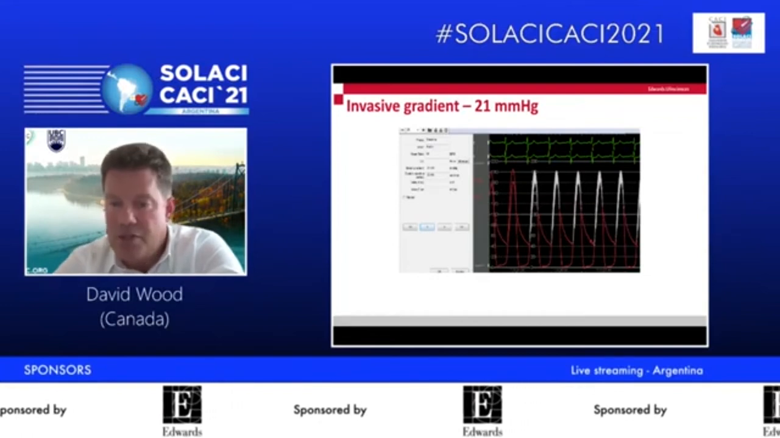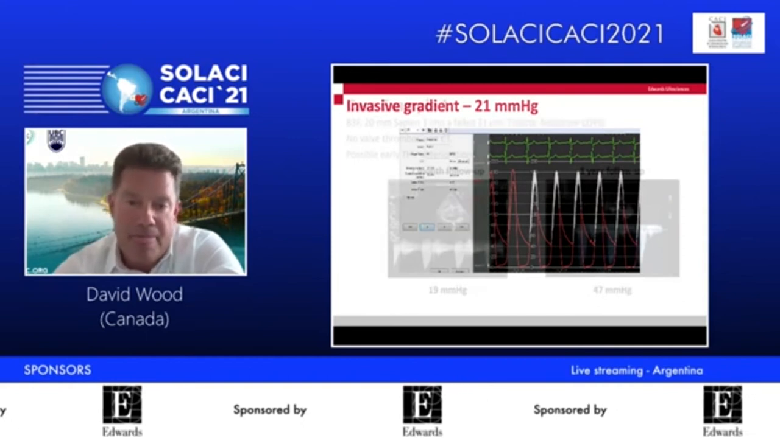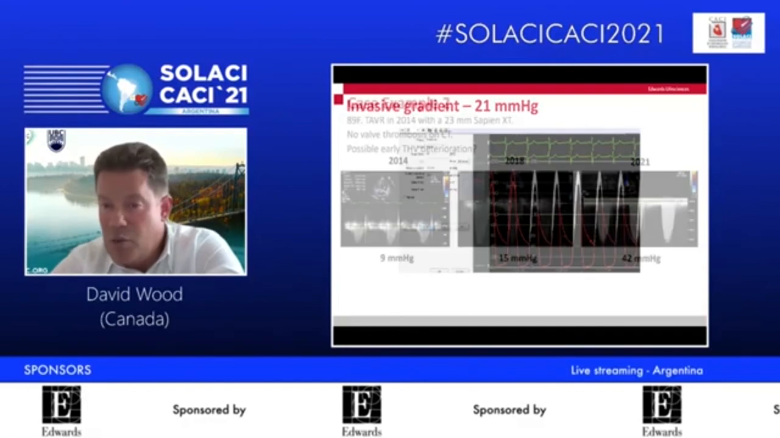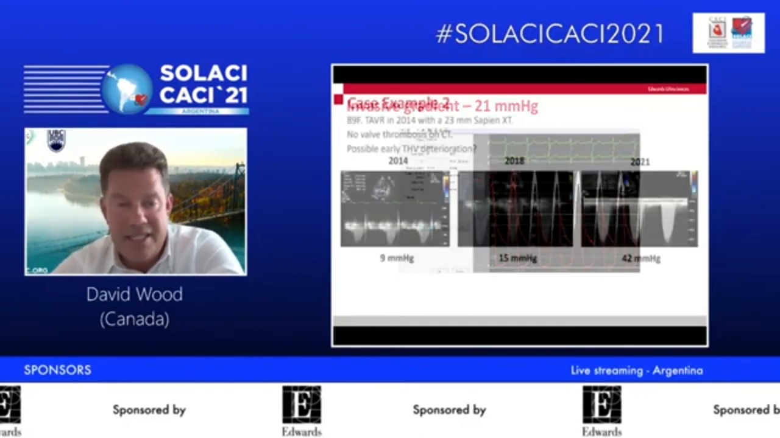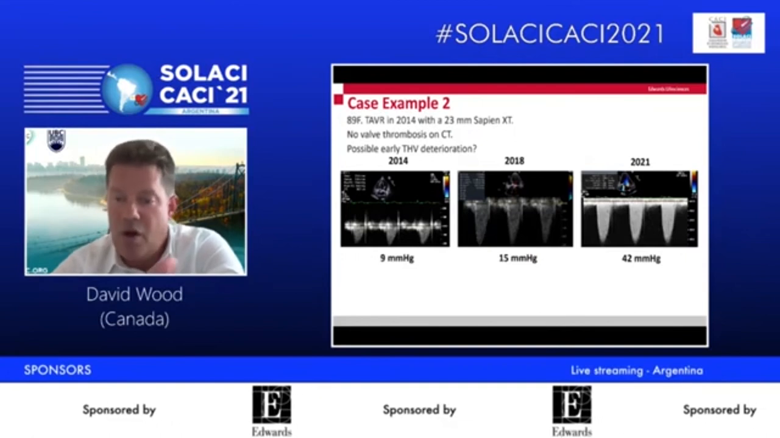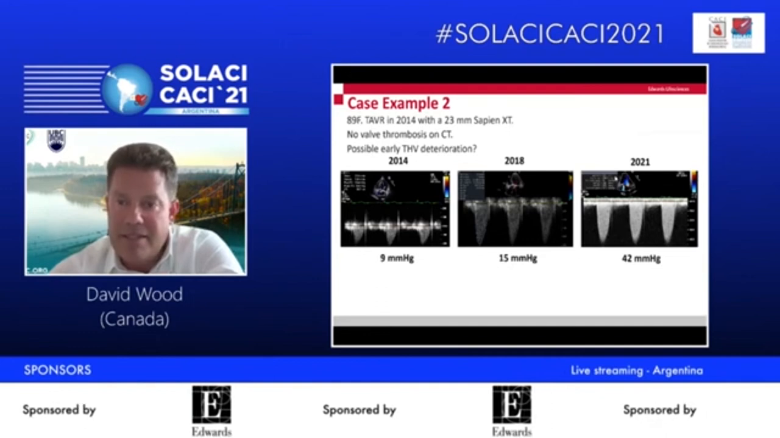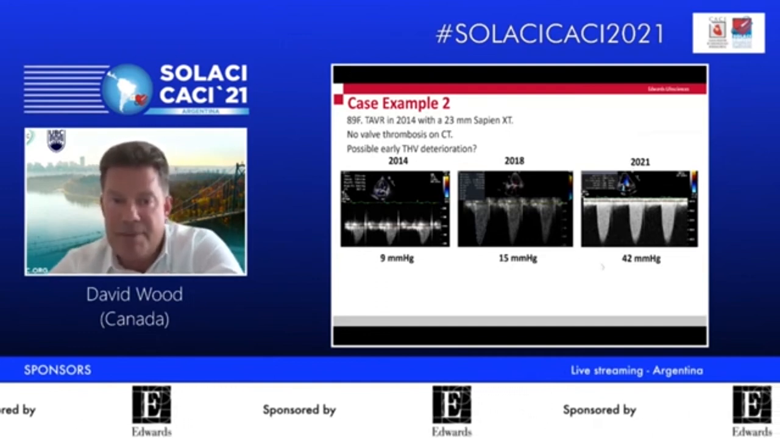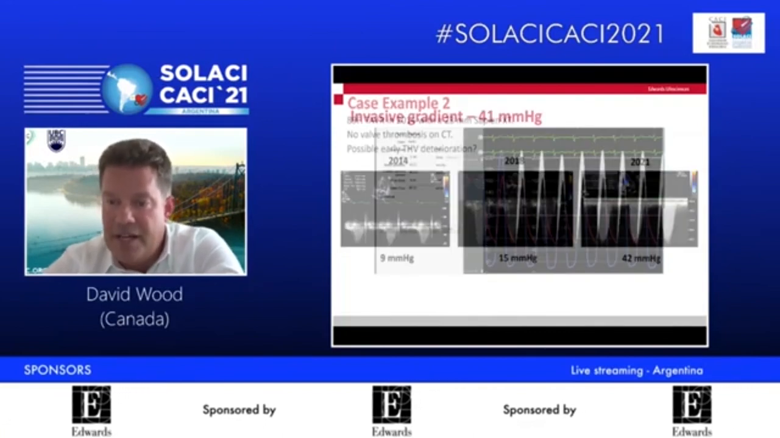And the key point here is we'd already done a CT scan to show there was no valve thrombosis or any mischief with the leaflet. Another patient here you can see, 89, TAVR in 2014. So a long time ago, 23 millimeter XT, again, a CT showing no HALT or valve thrombosis. Gradient looked fine 4 years later, but now you can see the gradient's 42. And this time we bring the patient back and the invasive gradient was 41.